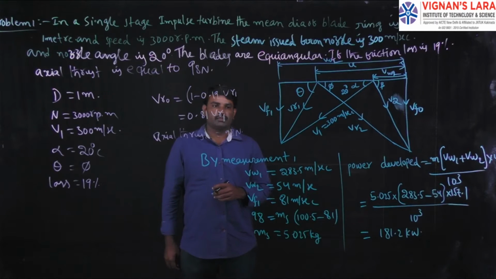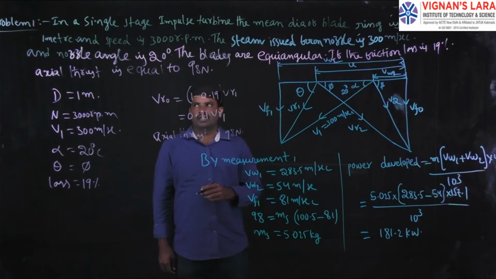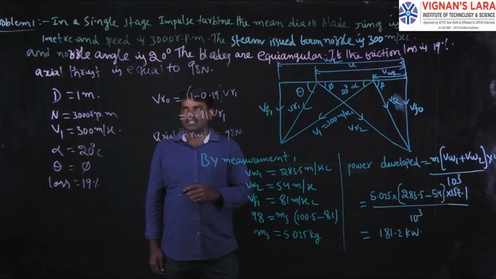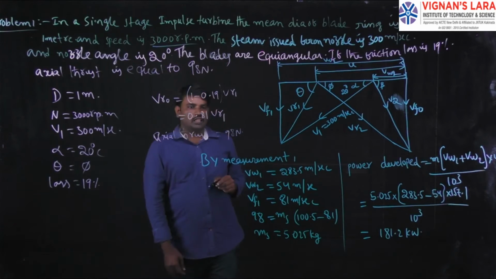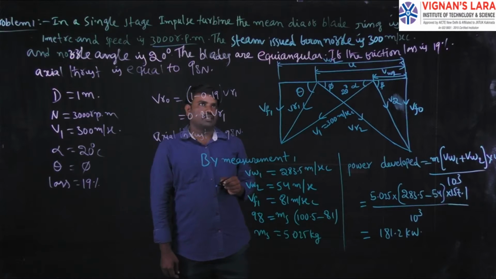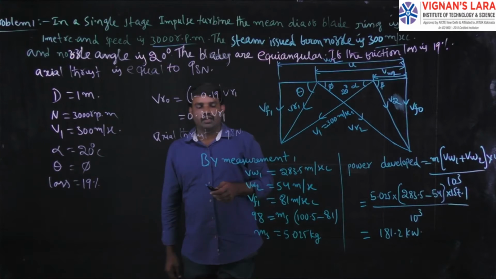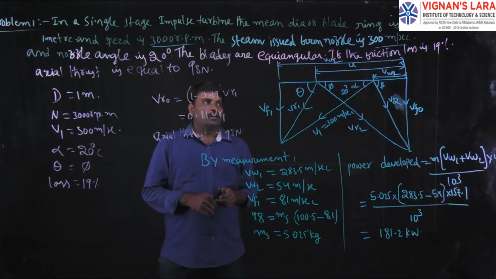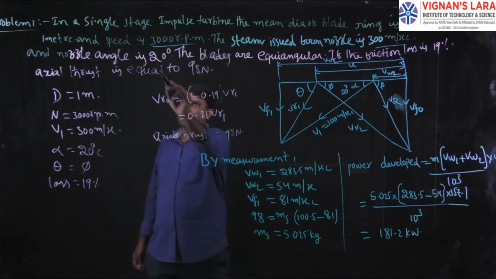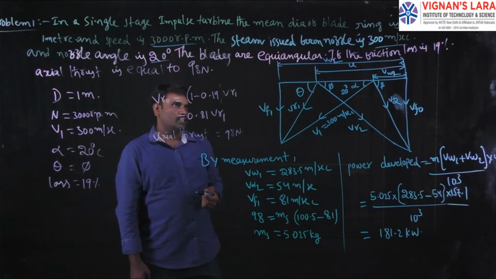See this problem. In a single stage impulse turbine, the mean diameter of the blade ring is 1 meter. The diameter of the blade ring, that means the diameter of the rotor, is given, that is 1 meter, and the speed of the rotor is 3000 rpm, revolutions per minute. The steam issued from the nozzle is 300 meter per second, that is the inlet velocity of the turbine and exit velocity of the nozzle, and the nozzle angle is 20 degrees. This is the inlet angle of the steam turbine blades, and the blades are equiangular.